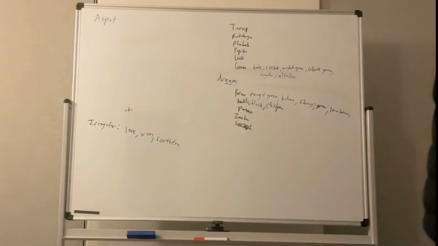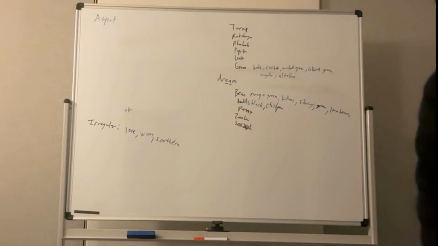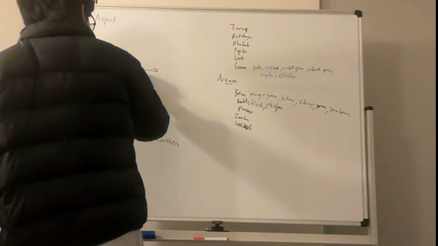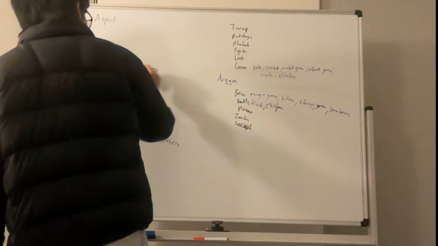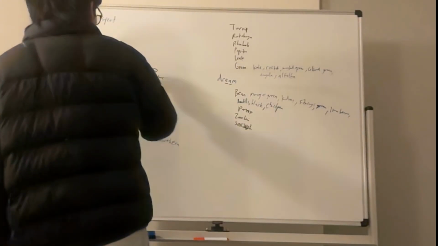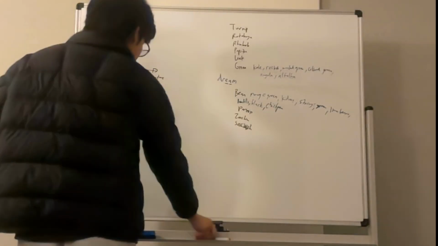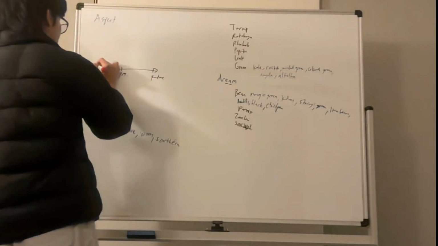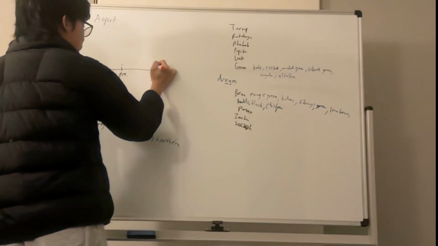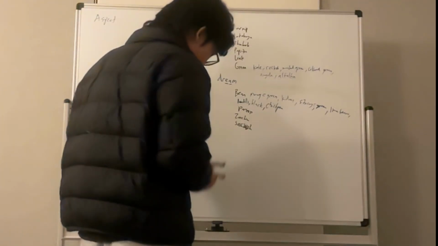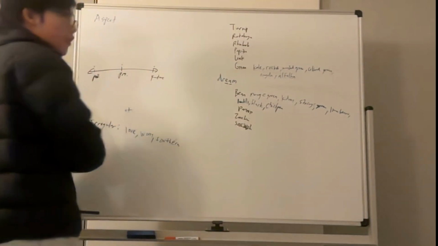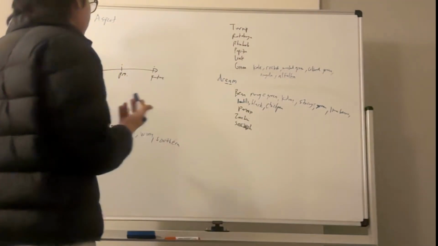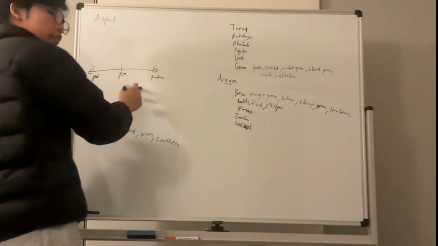Aspect is a way of inflecting verbs. Now, if tense is a measure of the verb's position on a timeline, then aspect is the measurement of what the state of the verb is before and after that time of the tense.